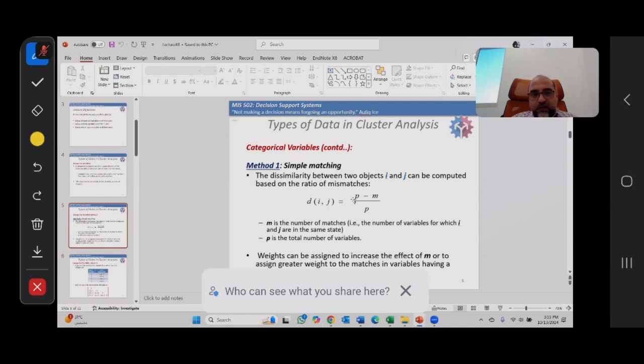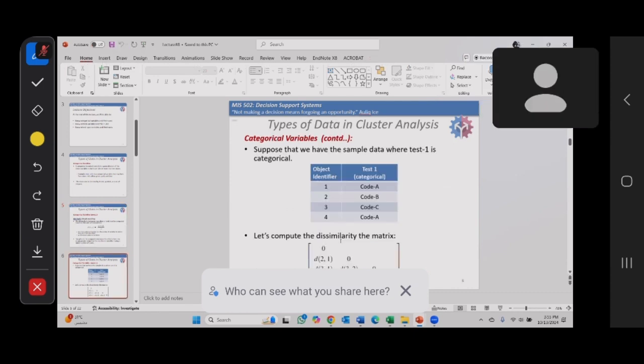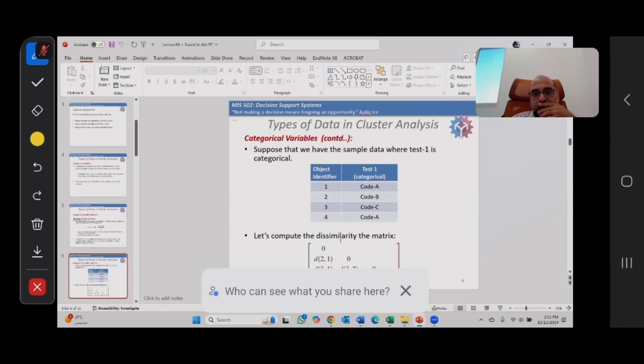So the formula is P, the total number of characteristics, and M is the number of matches. It is the same formula. Total number of variables minus matches will give you unmatches. You understand that? P minus M will give you not matching, and P is the total number. Okay, let's look at one example here with one variable only. Then I'm going to go back to that example that I've shared with you.